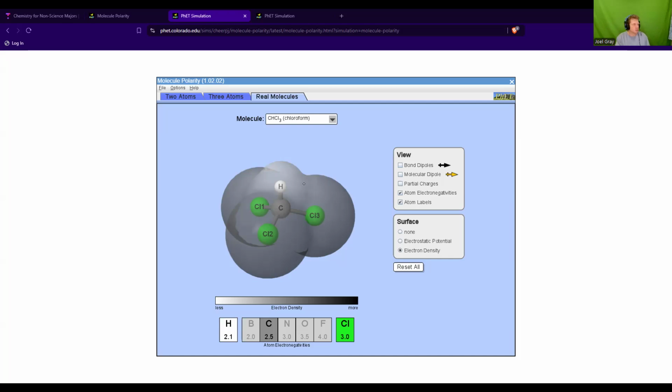This is just like CHCl3. It's got three chlorines and one hydrogen. Now, if I substituted this hydrogen for a Cl, is that going to make my molecule polar or non-polar? I'm going to have a carbon and four chlorines surrounding it.